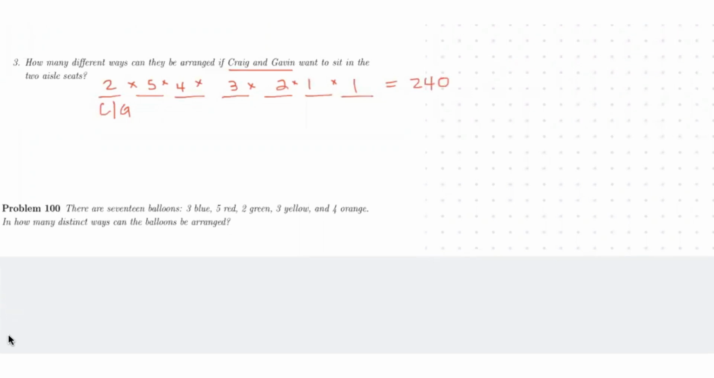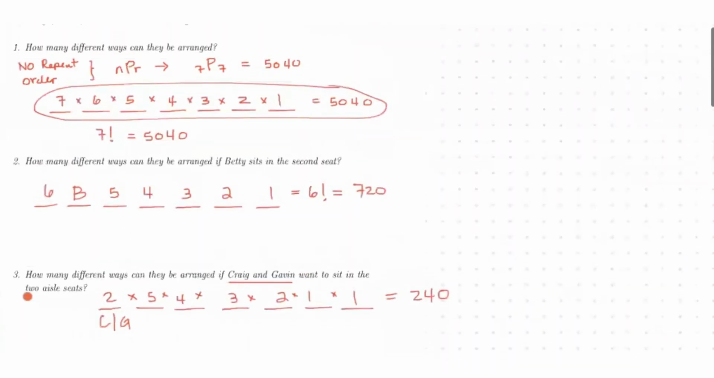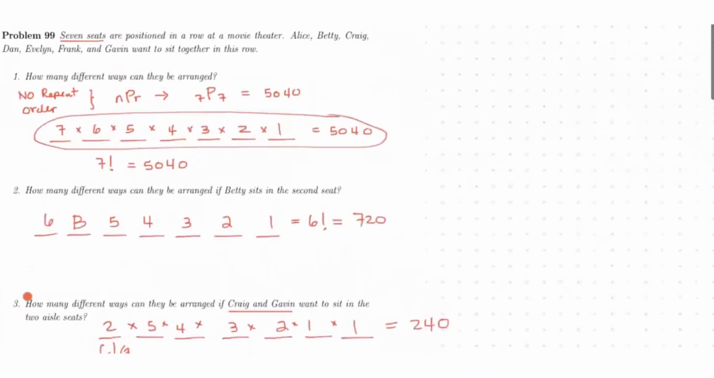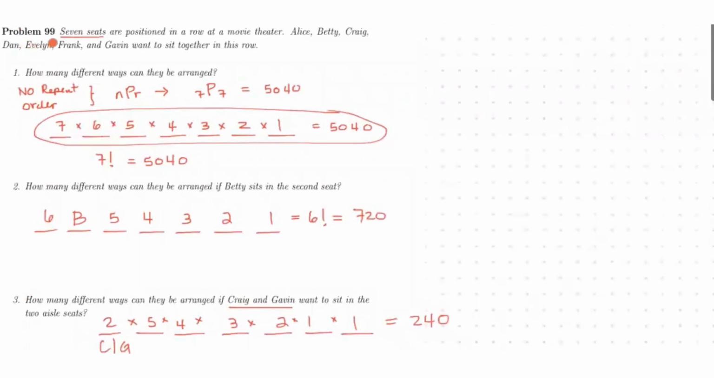So based on these 3 examples, it's one question, problem 99, with 7 seats and those 7 friends sitting together. It depends on the question type, the solution changes. So as I said, for this type of question, make a bar. This is the easiest way to do it.